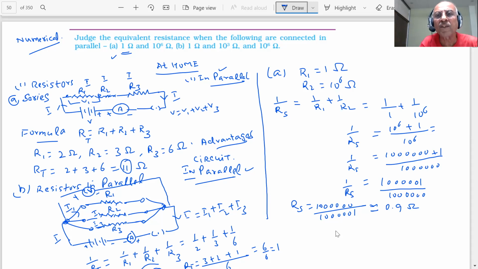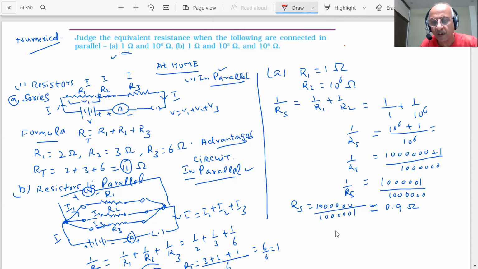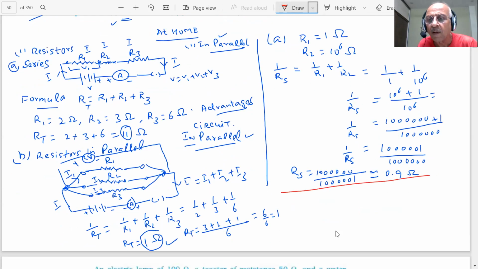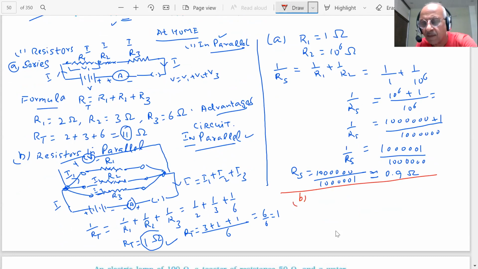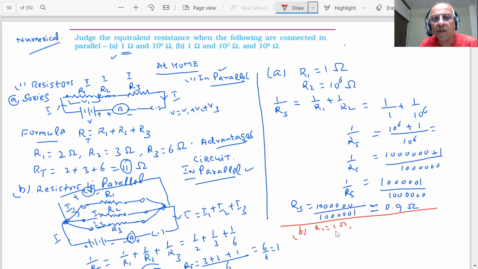And what is the second part of this, students? Next question, B part. Find the equivalent resistance. You have 1 ohm, 10 power 3 ohm and 10 power 6 ohm. You have three values, R1, R2, R3. What is R1? 1 ohm. R2 is 10 power 3 ohms and R3 is 10 power 6 ohms.